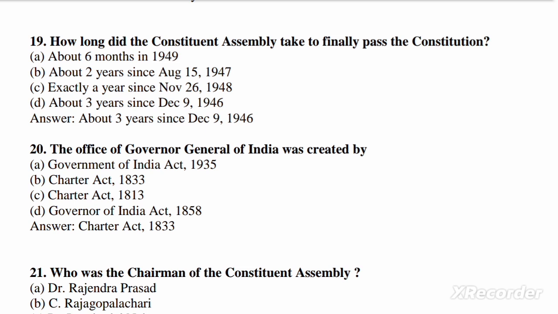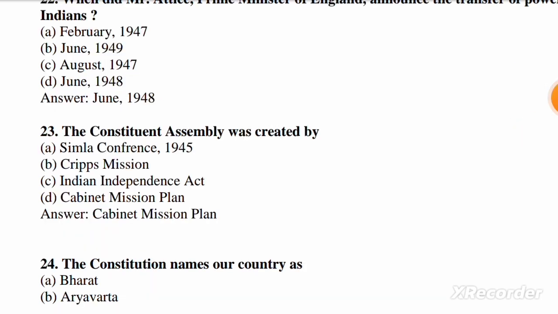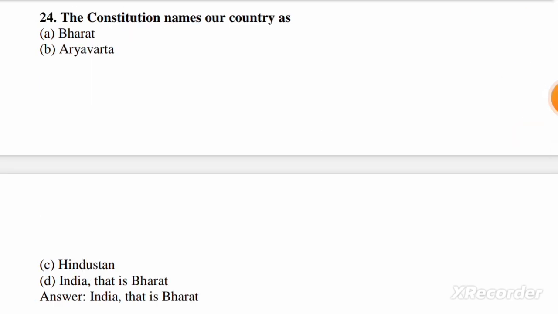20. The Office of Governor General of India was created by Charter Act 1833. 21. Who was the chairman of the Constituent Assembly? Answer: Dr. Rajendra Prasad. 22. When did Mr. Attlee, Prime Minister of England, announce the transfer of power to the Indians? Answer: June 1948. 23. The Constituent Assembly was created by Cabinet Mission Plan. 24. The Constitution names our country as India, that is Bharat.